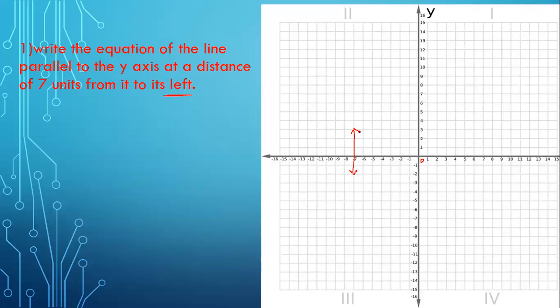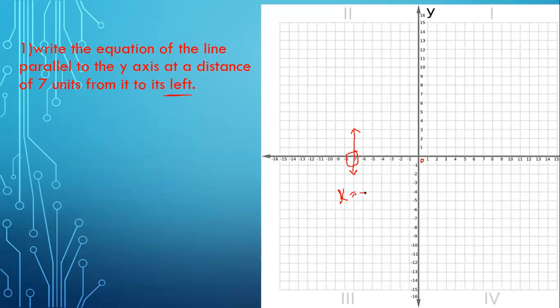Now, if I want to write the equation of this line, how will I write? I will first see that this line is parallel to which axis? It is parallel to the y-axis. So the equation will be x equal to. And now here which coordinate will come? Just see. This line is passing through which coordinate of the x-axis? It is passing through -7. So the answer for this will be x equal to -7.